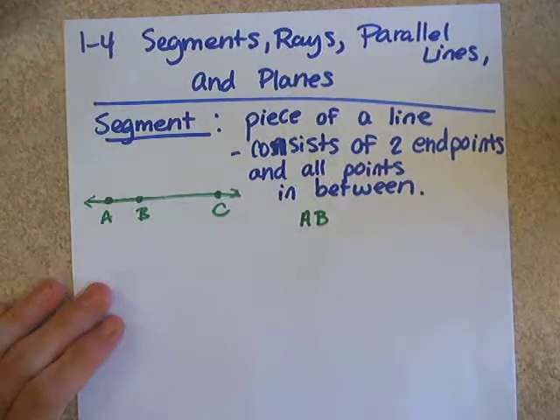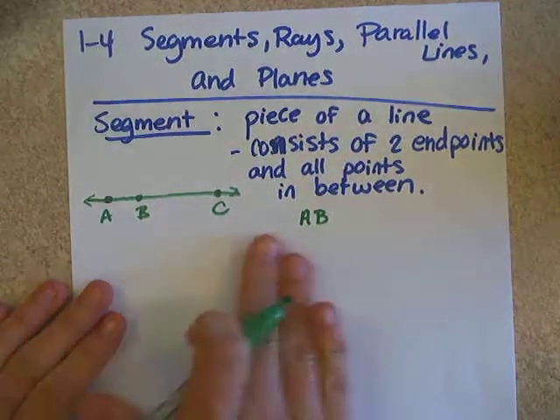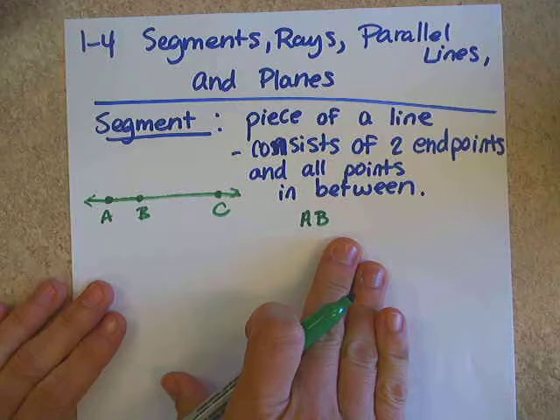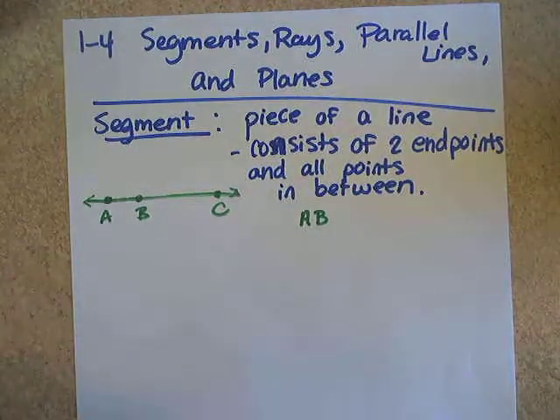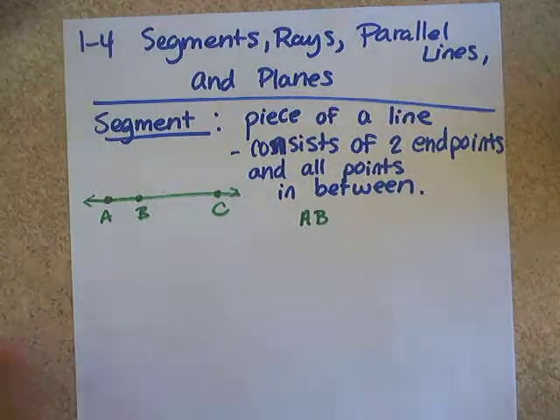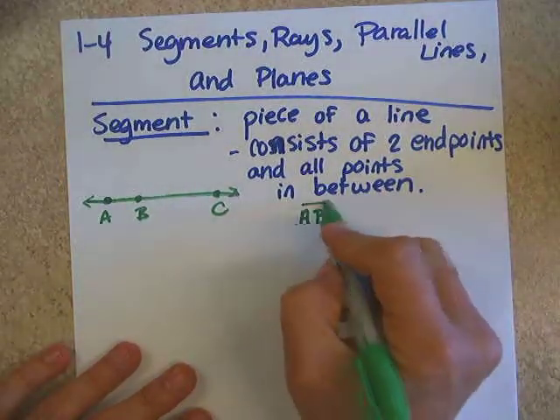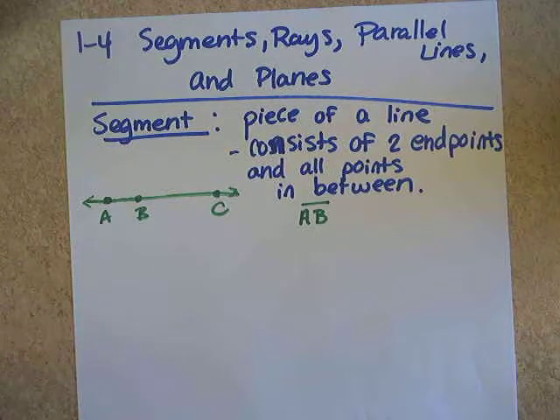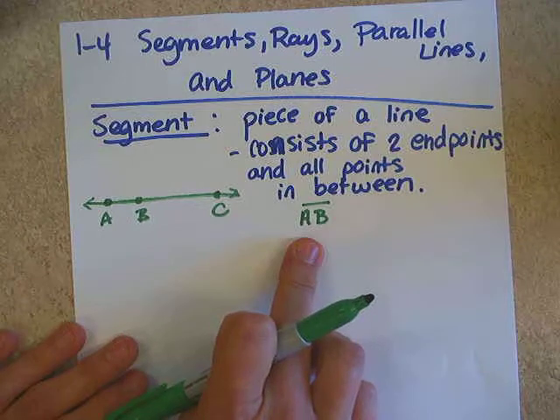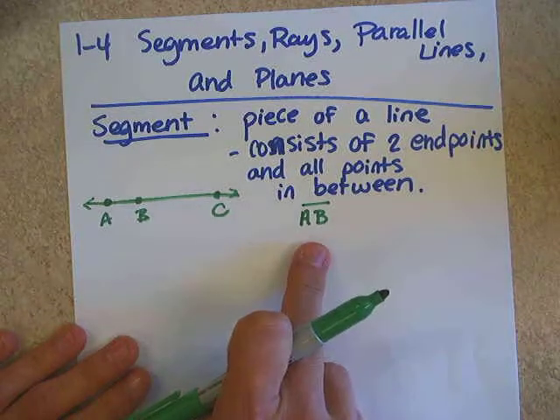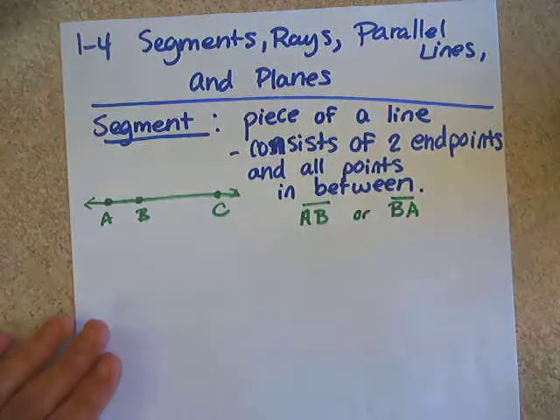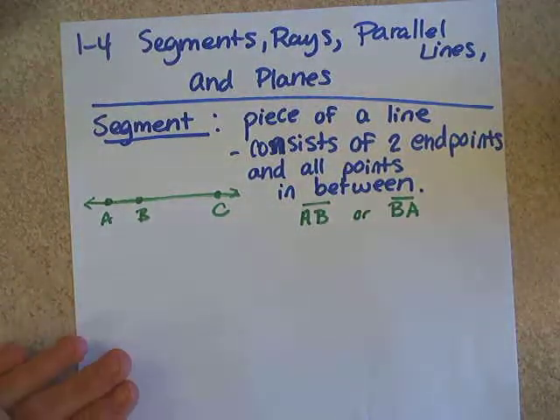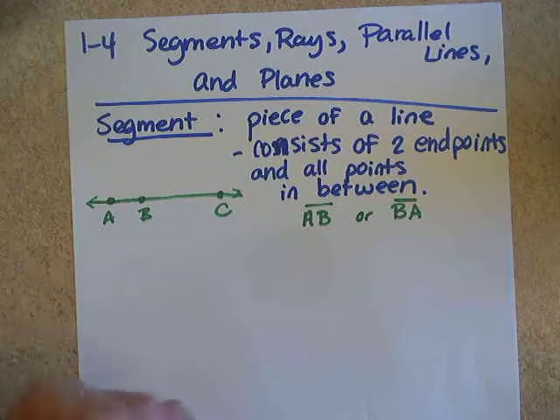First segment we could talk about is AB. So A and B would be our endpoints. But because we need to distinguish the difference between this and a line, and in a minute we're going to talk about a ray, if we're talking about a segment, we need just a single bar over the top, no arrows. Order does not matter here, so we could use AB or BA. It would represent the same piece of line.